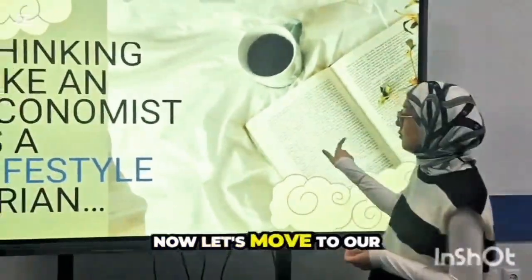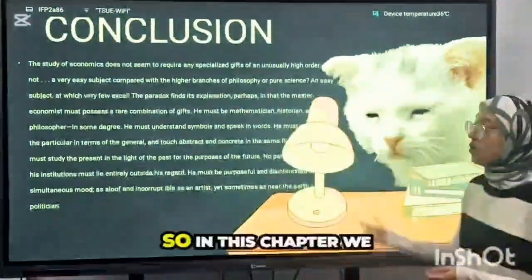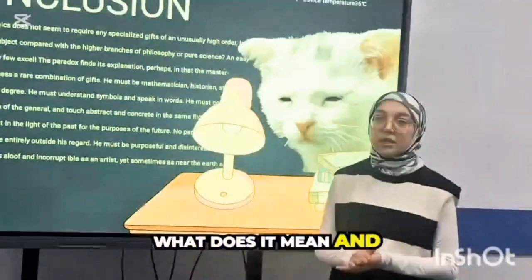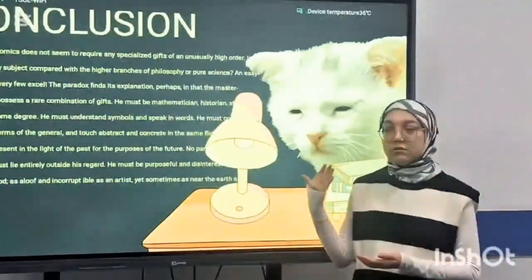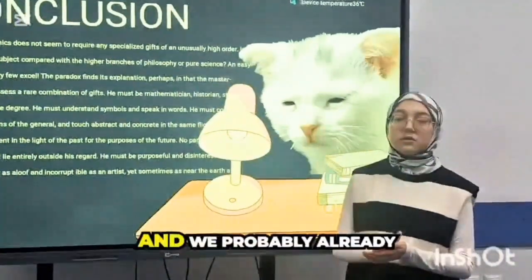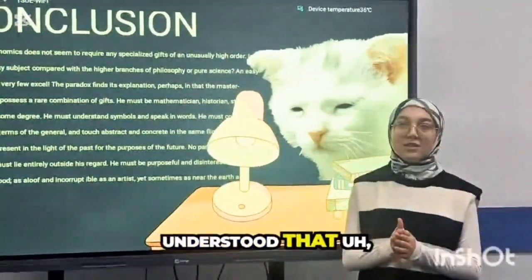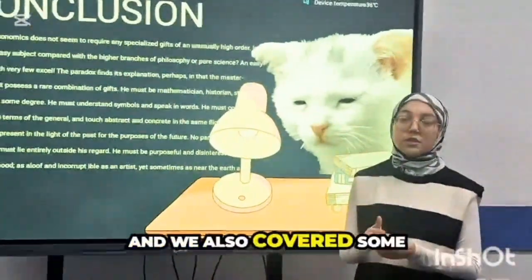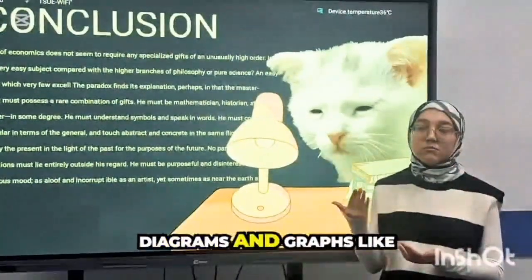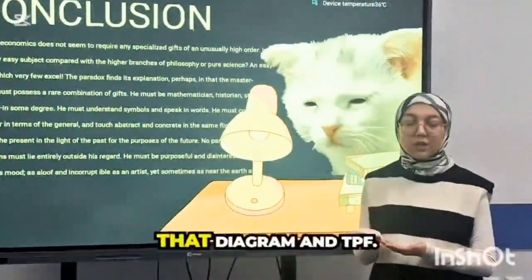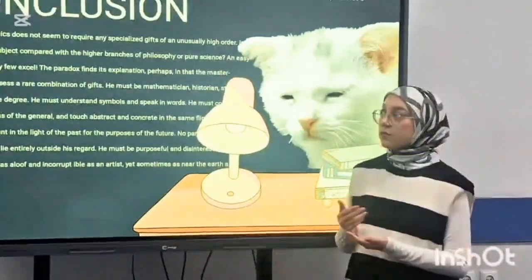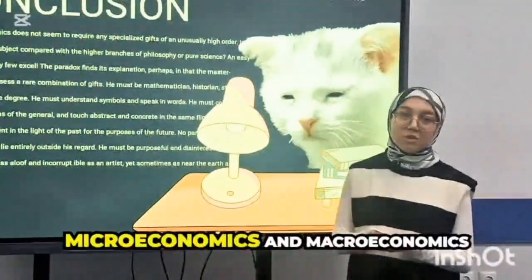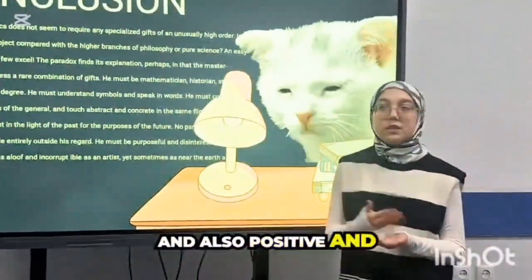Now let's move to our conclusion. In this chapter, we covered thinking like an economist. What does it mean and how it can affect everyone's lifestyle and so on. And we probably already understood that economists are as important as other social scientists, and we also covered some diagrams and graphs like the circular flow diagram and PPF. And also we looked at terminologies like microeconomics and macroeconomics, and also positive and normative statements.